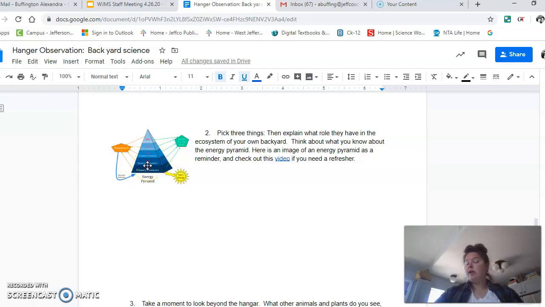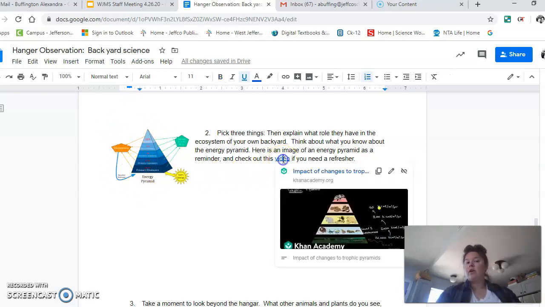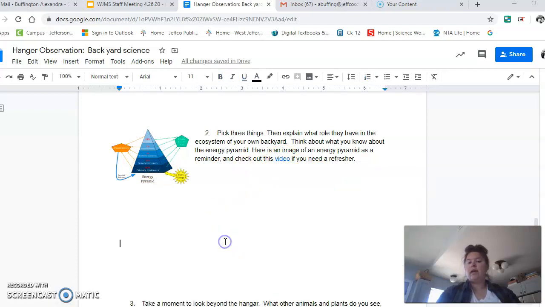And think about the energy pyramid, like where would they fall on that and how might they help other things survive in that ecosystem. And if you are having a hard time remembering what the energy pyramid is, there's a picture of it right here. And if that doesn't jog your memory, you can also look at this video here. It will explain that again.